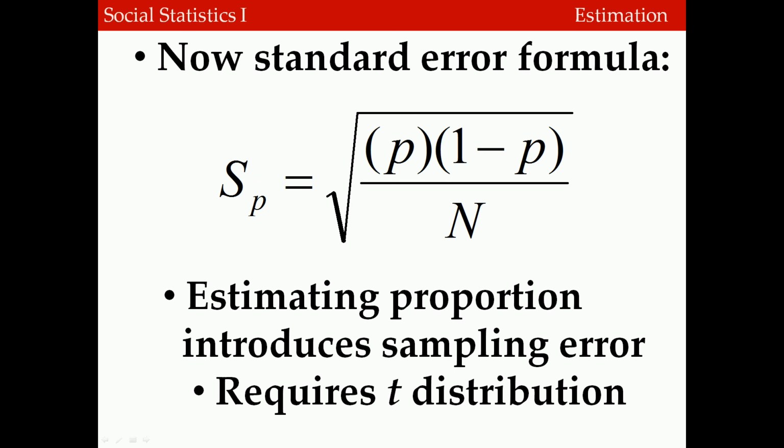And so that gives us the estimated standard error formula, which we're going to call S sub p. That's equal to the square root of p, the sample proportion, times 1 minus p, divided by n. So we basically have an estimated standard error of proportions. Because we've used the sample proportion, p, as an estimate of the true population proportion, pi, we've introduced additional sampling error. And again, we have to use the t distribution to take that into account.